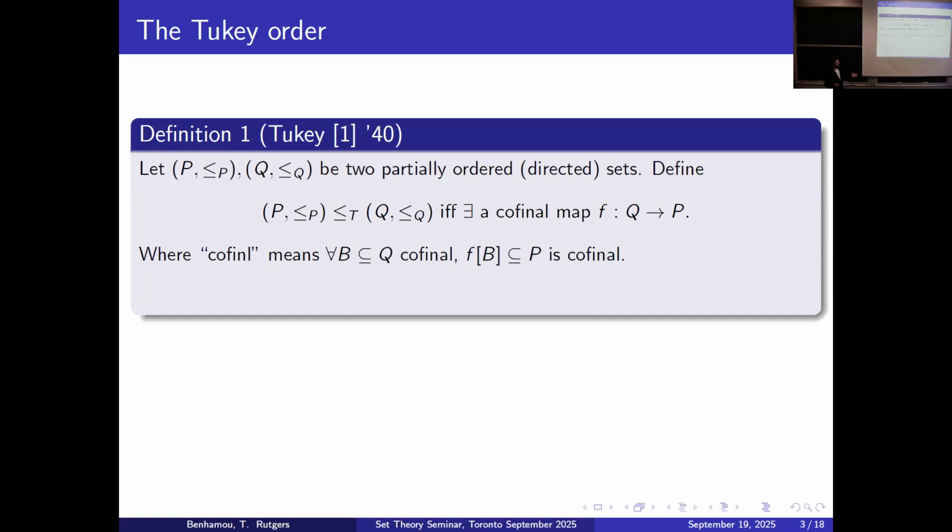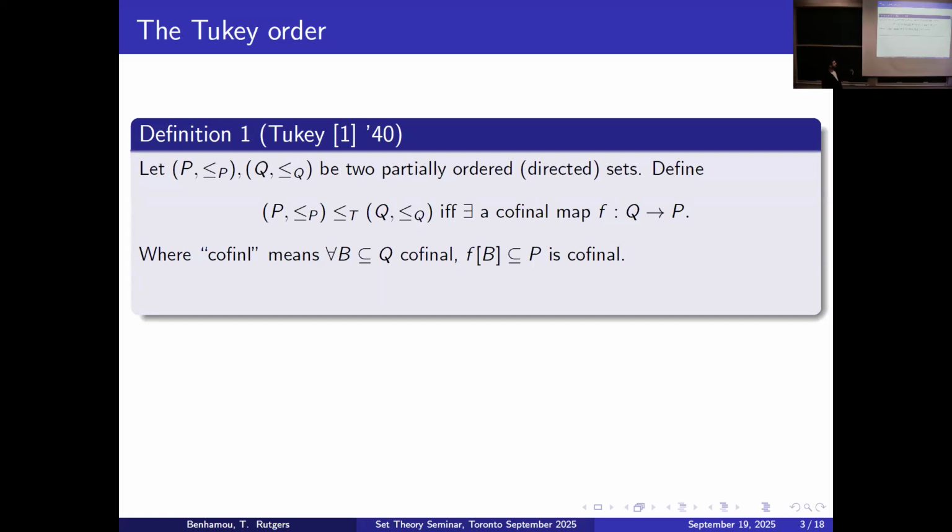And again, cofinal means, sometimes in forcing theory it's called dense. It's a pretty weak notion of projection, right? Yeah, we don't require order preserving. No, no order preserving. Although in the case of ultrafilters, you can assume it without loss of generality.